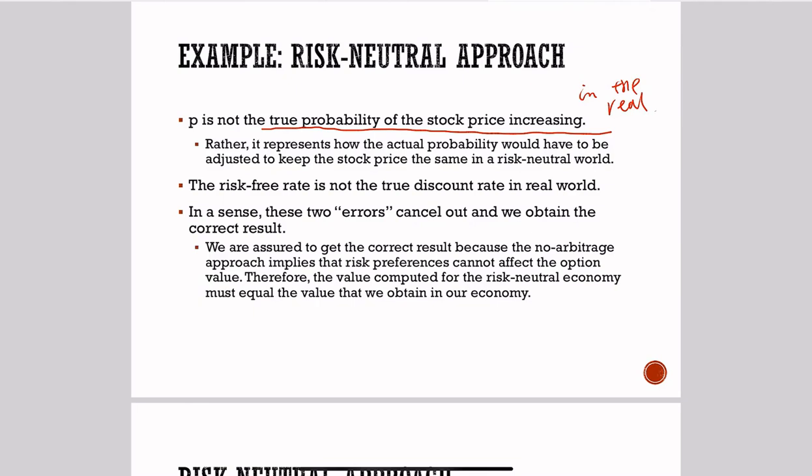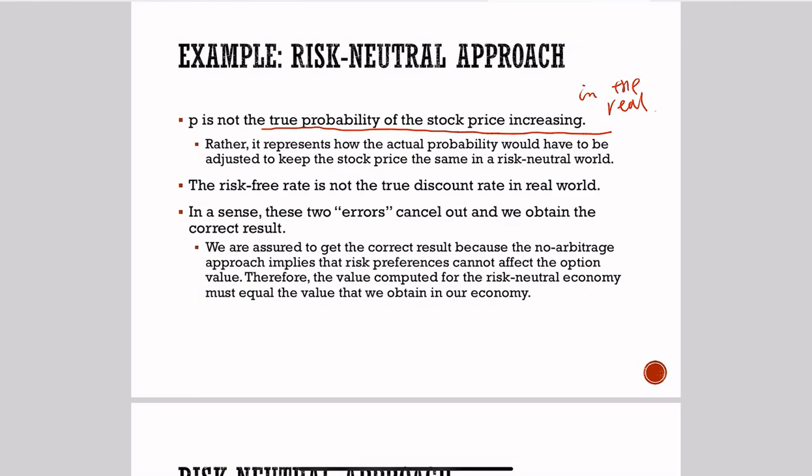It actually represents how you should change your probability to keep the stock price the same in a risk neutral world, right? So it's just a fictional probability in your risk neutral world. Now think about the risk-free rate. It's not the true correct discount rate in the real world, right? It's just the correct discount rate in this risk neutral world, right?